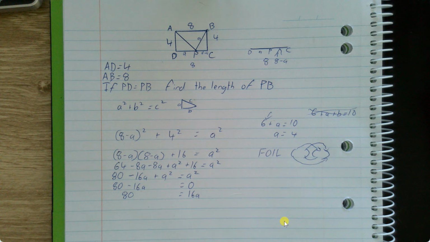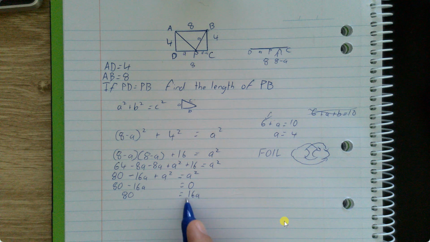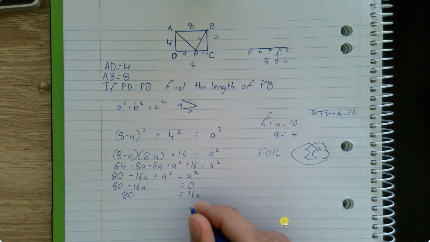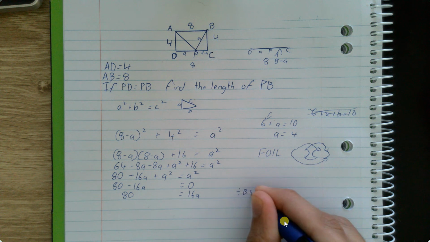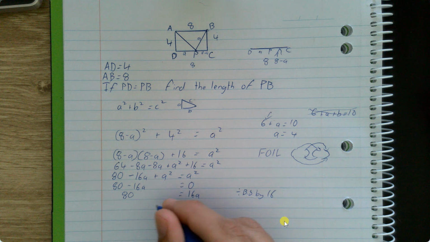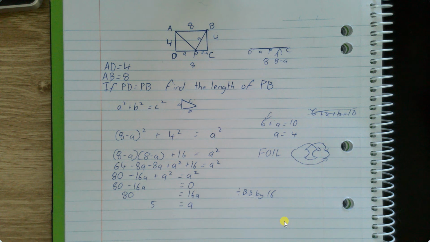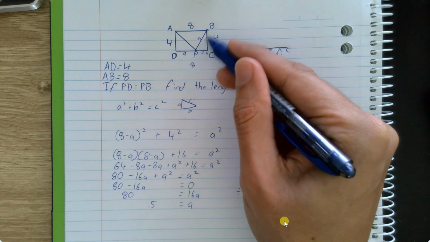Now, we just need to get a by itself. And the way to get a by itself is to divide this side by 16. That's what will get a by itself. So I'll just write divide both sides by 16. 16a divided by 16 will give us 1a, which we know is a. And 80 divided by 16 is 5. So the answer for this value here is 5.